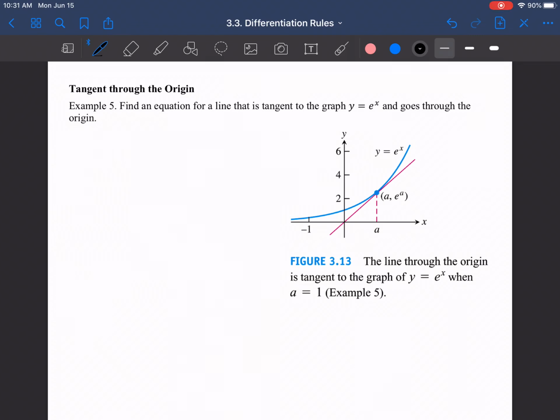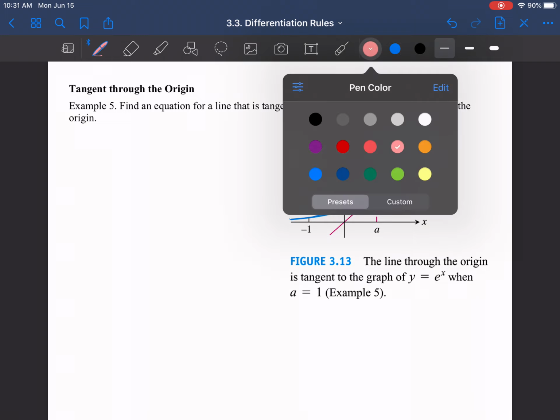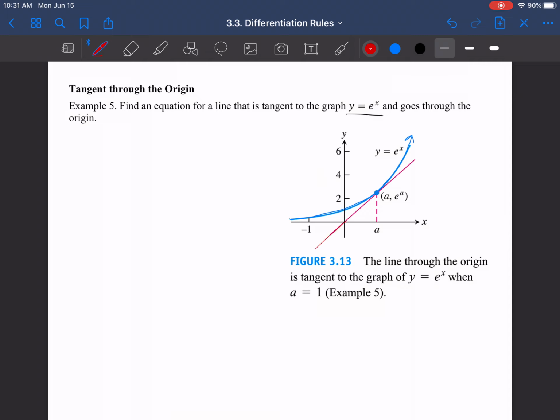All right, let's go ahead and get this going here for the last part of 3.3. So here we're asked to find an equation for a line that is tangent to the graph y equals e to the x and goes through the origin. So essentially here in blue, you can see the function y equals e to the x. That's it right there. And then we're trying to find an equation for this line right there that goes through the origin and is also tangent to the function.